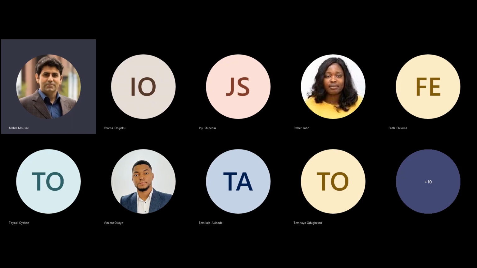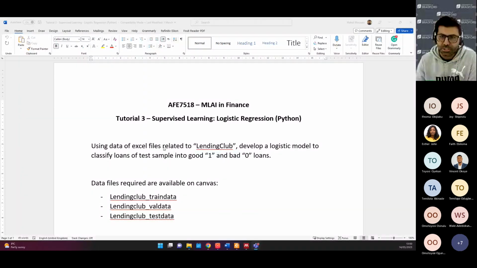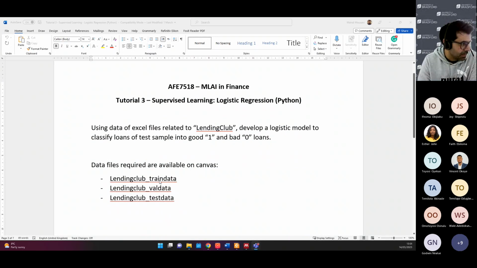And so tutorial 3, supervised learning, logistic regression, we stopped here, and I'm going to provide answers to those questions. So using the Excel data file related to Lending Club, develop a logistic model to classify loans of the test sample into good and bad loans. So we have got 3 data files attached to this tutorial.